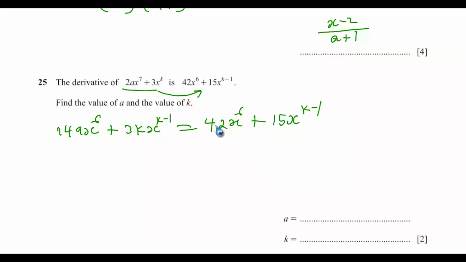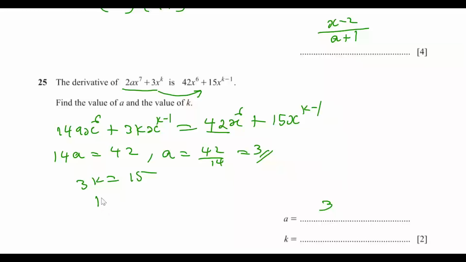By comparison, you see that 42 is equal to 14a. So I can say 14a equals 42. That implies that a is equal to 42 over 14, and a is equal to 3. So the value of a is equal to 3. Also, by comparison, you see that this 3k is equal to 15. So that implies that k equals 15 over 3, and k is equal to 5. So the value of k is equal to 5.